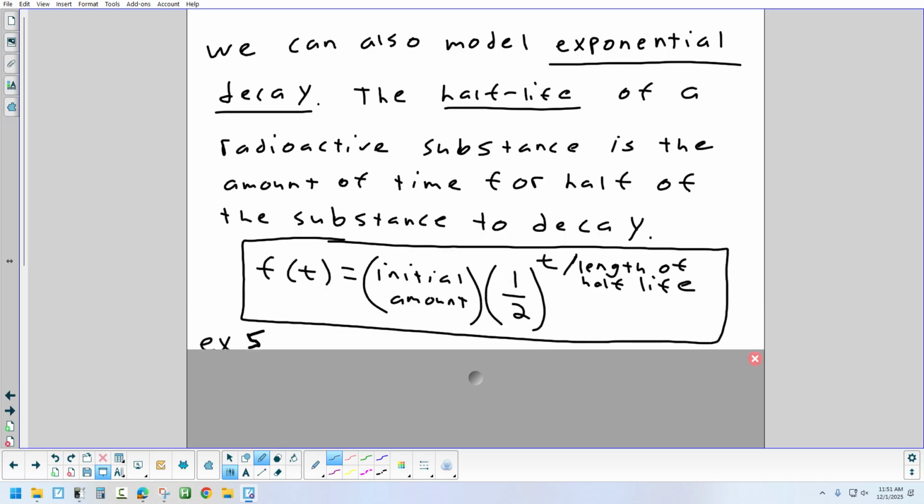Okay. The half-life formula is very similar to the doubling formula. The only difference is instead of a 2, you're going to use a 1/2. The 1/2 is taking the place of the 1 minus r. So normally when you have decay, you do 1 minus r. Well, this is 1/2 because it's half-life.